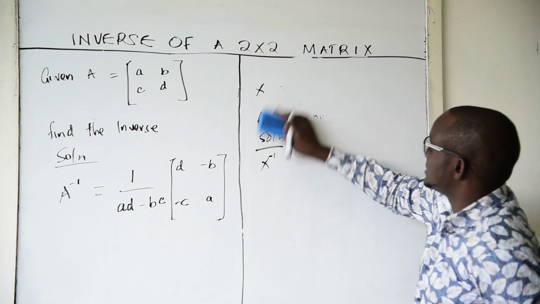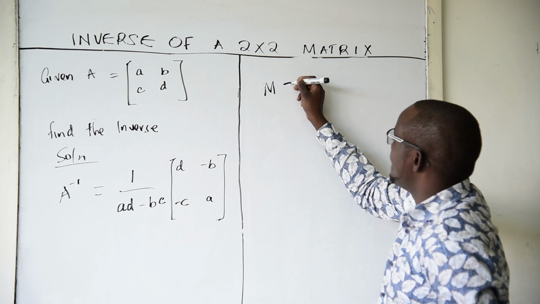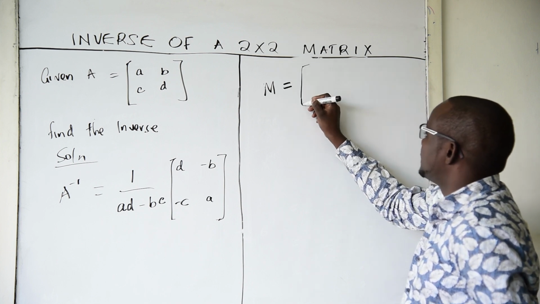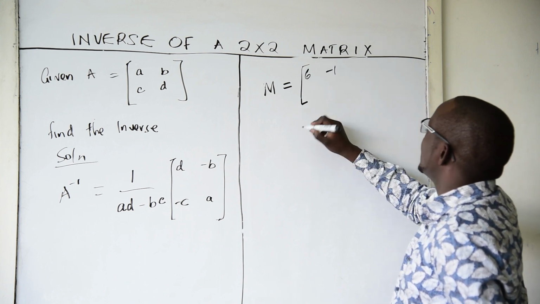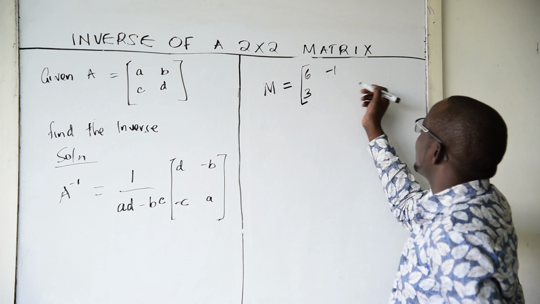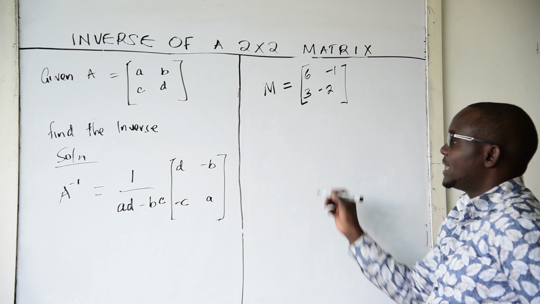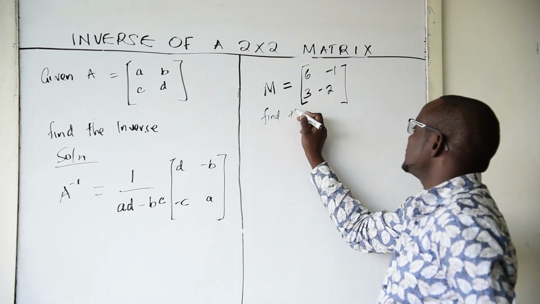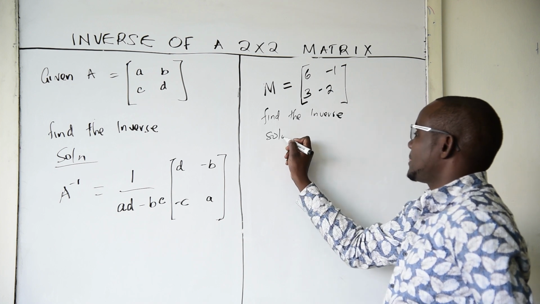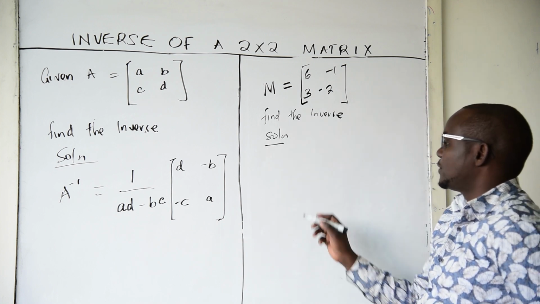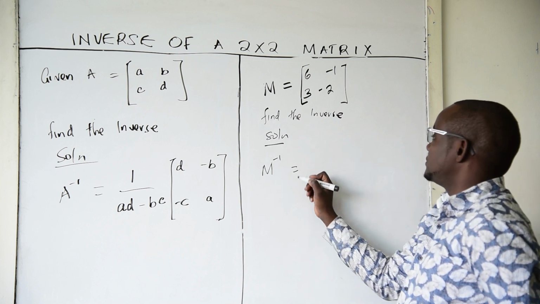You can also be given another example, a matrix M which contains the following members: maybe we have 6, negative 1, 3, and negative 2. Then you are told to find the inverse. To get the inverse, you still follow the same steps. The inverse of this is given as follows.